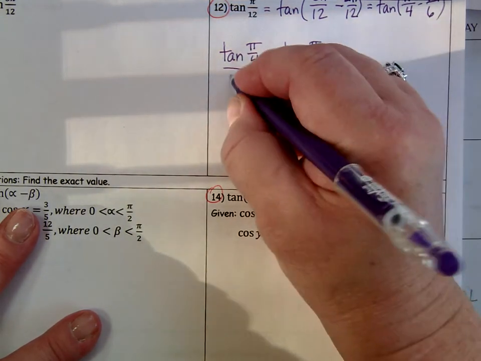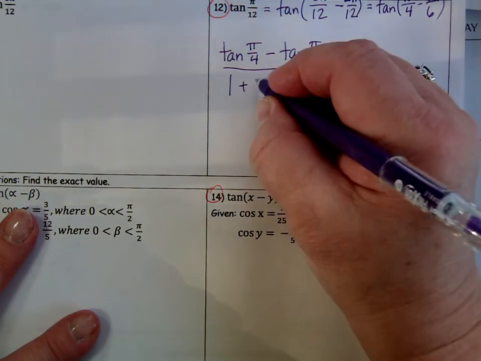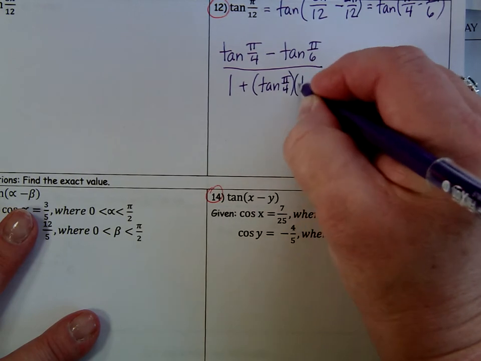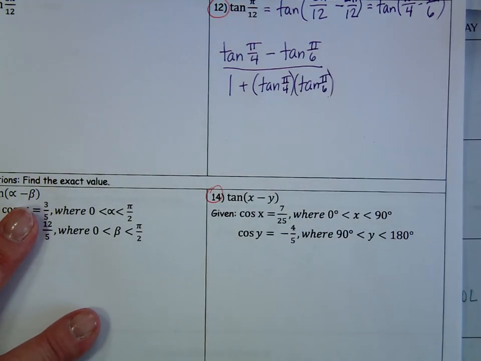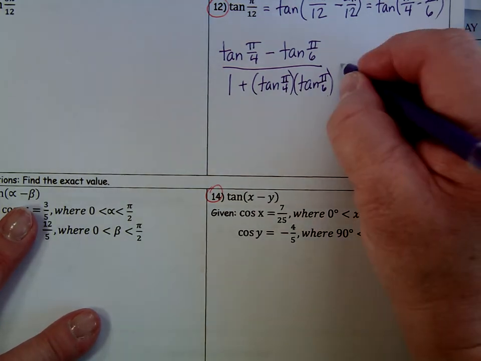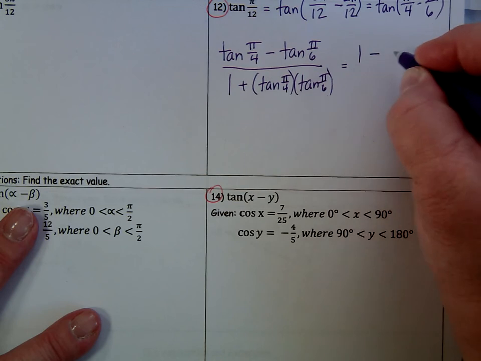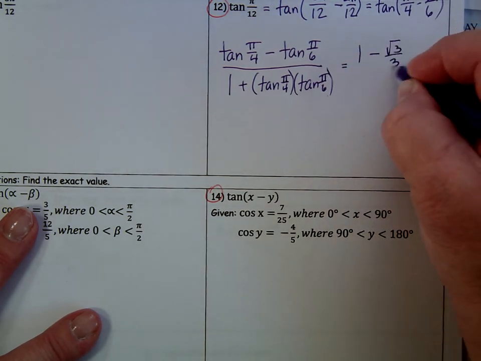Denominator: 1 minus, actually it's going to be 1 plus, opposite sign on the bottom. Tangent of pi over 4, tangent of pi over 6, those two are multiplied. So I go to my handy dandy chart, and tangent of pi over 4 is 1, minus tangent of pi over 6, which is the square root of 3 over 3.